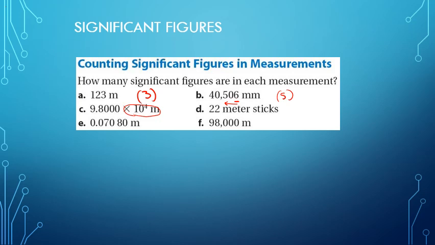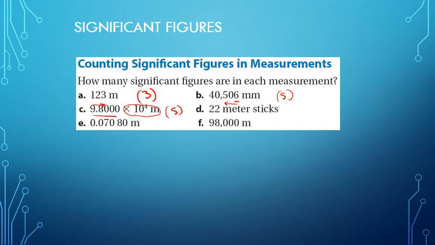So when I focus on the coefficient, the number that's out in front, notice I have the decimal point showing. So I'm going to start with the 9, and I'm going to count to the right. So I have 1, 2, 3, 4, 5 significant digits.